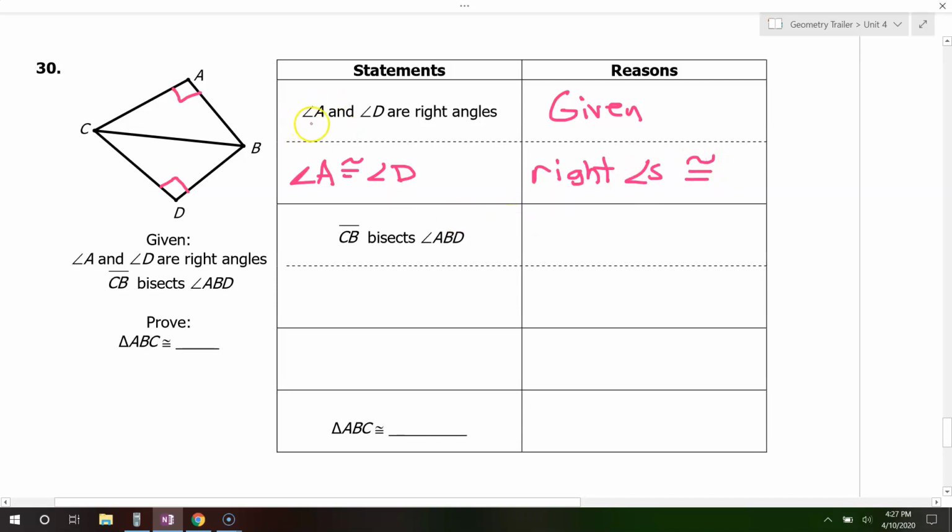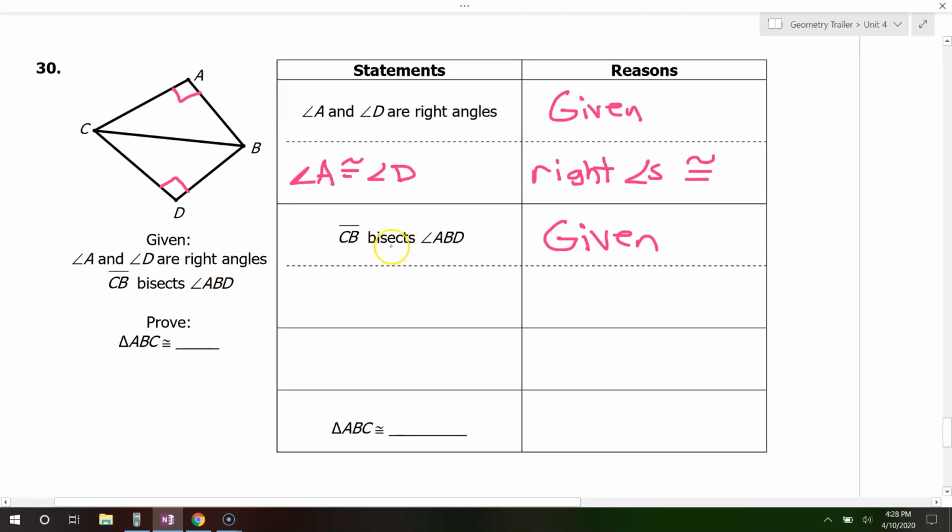Anytime you say that this angle and this angle are right angles, the next thing you're going to say is those two angles are congruent. And we've already marked them. There was a second given though. Segment CB bisects angle ABD. So obviously the reason is given. Again, I gave you a hint by making this a dotted line. I'm giving you a hint that this leads directly to the next line. They're connected.